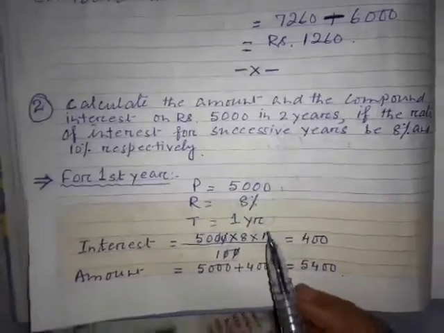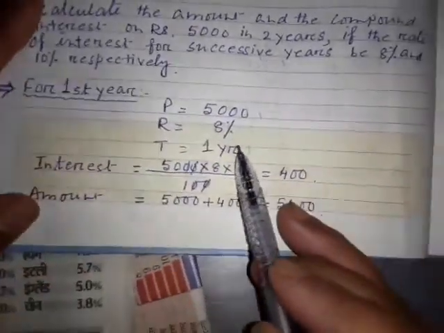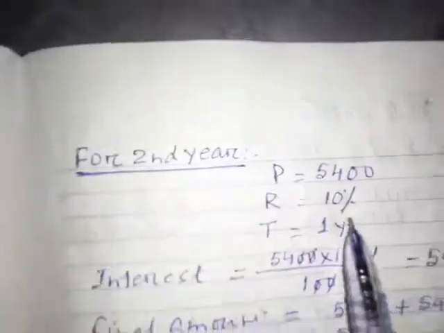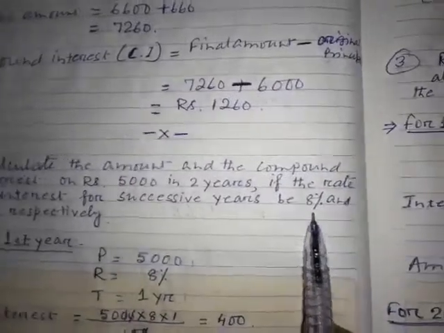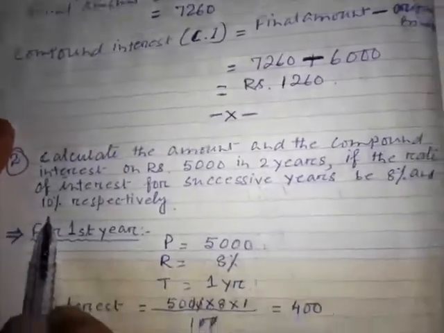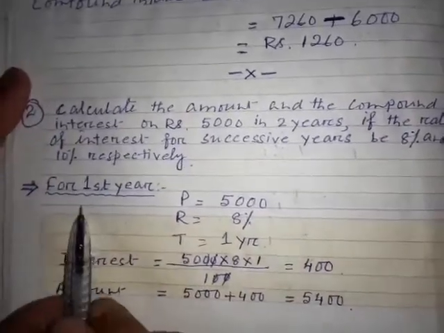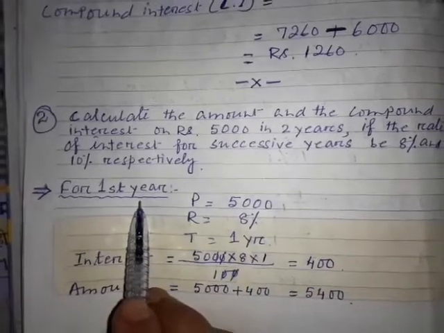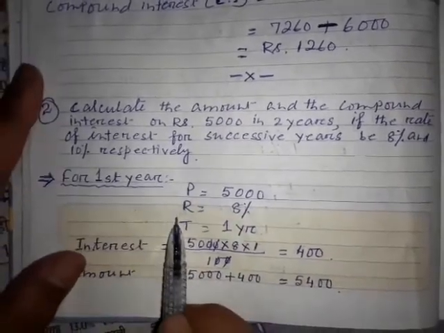So 2 years, first year what will be the rate of interest? 8%. And second year what is the rate of interest? 10%. Okay, so successive year means 1 year the rate of interest is 8% and the other year the rate of interest is 10%. So I am calculating for first. I told you compound interest is always calculating the interest for one year. I am taking for the first year.